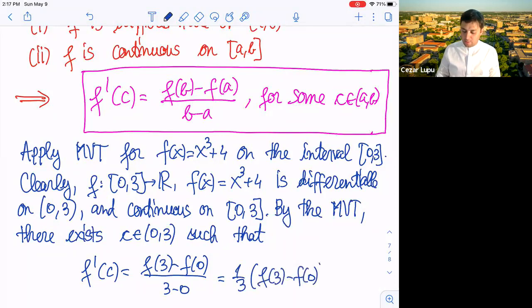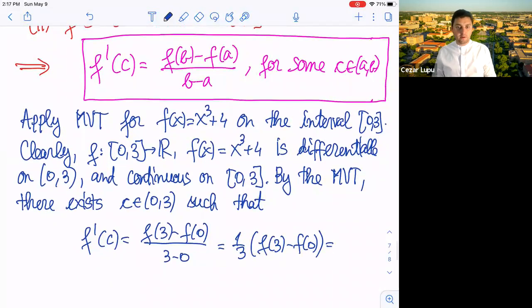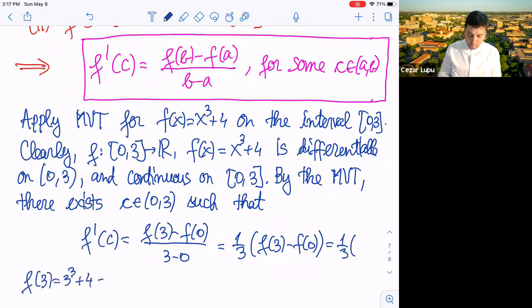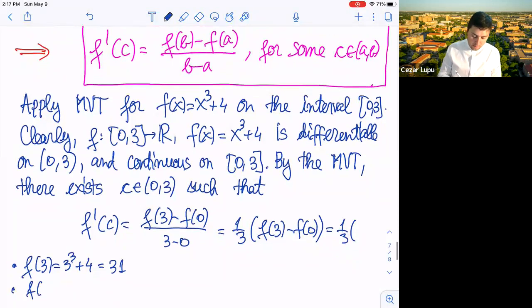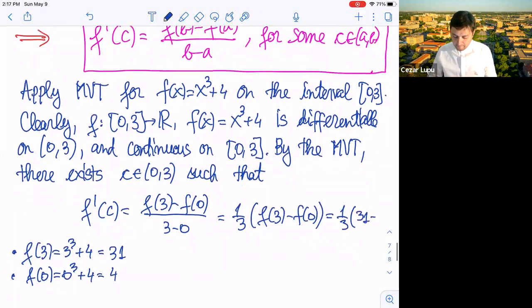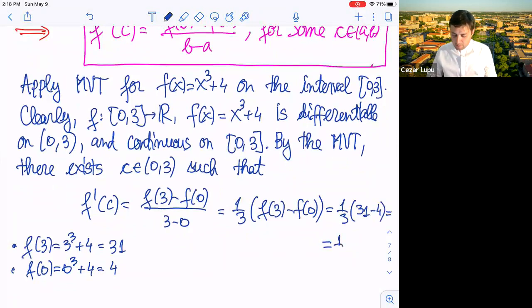And now we just need to evaluate. Let's evaluate this on the right hand side. So 1/3 times f of 3 minus f of 0. f of 3 is 3 cubed plus 4, which is 27 plus 4, is 31. And f of 0 is 0 cubed plus 4, which is 4. Great. So this would be 1/3 times (31 minus 4), which is 1/3 times 27, or if you want, this is 9. Great. So f prime of c is 9.